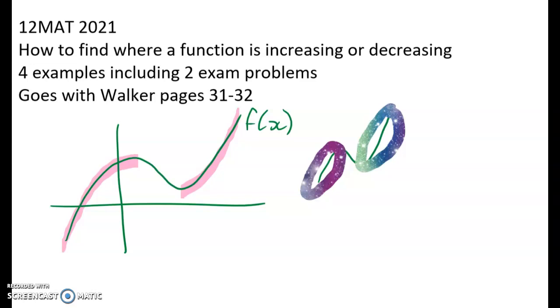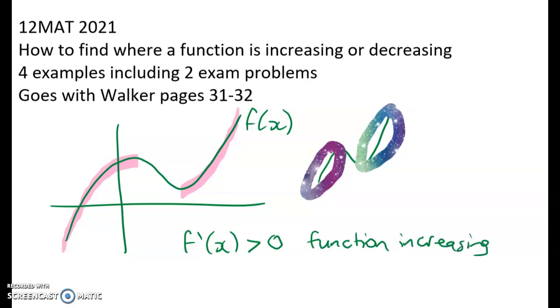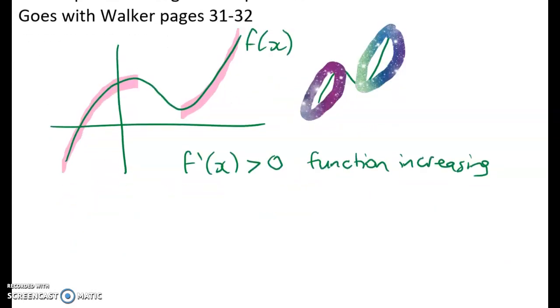The definition of a function being increasing is that f dash of x is greater than 0. Sometimes you'll see it as a weak inequality instead of a strict inequality. It doesn't matter too much. I usually work with a strict inequality, because where it equals 0, we actually have a turning point. The other one is where it's decreasing, and it's decreasing when the gradient function is negative.